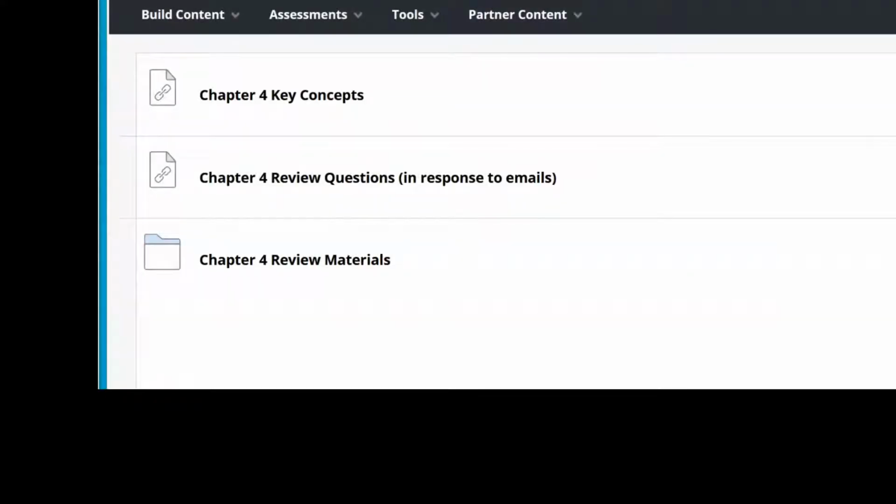Okay. And test 4 will be very similar in structure to test 3 in the sense that it's on Blackboard, and then you have to upload your work and show all work in order to receive credit.